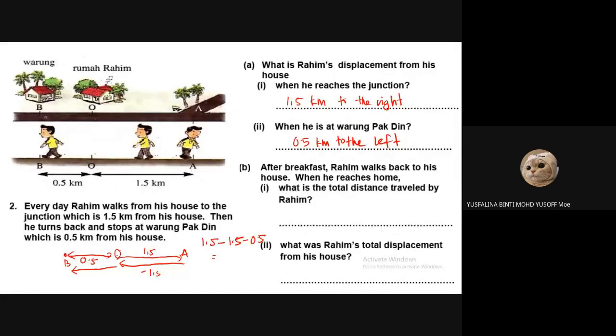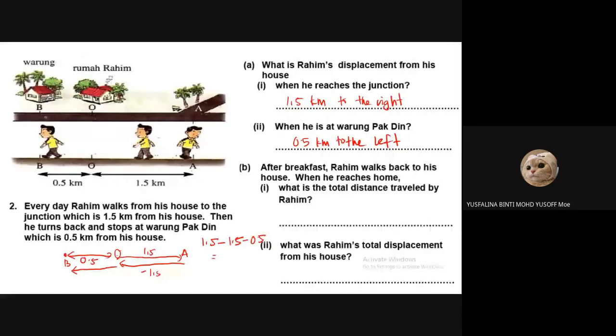Right, good. Okay, for B. After breakfast, Rahim walks back to his house. When he reaches home, what is the total distance traveled by Rahim? Okay, so what's the answer? 4 km. Right, very good.